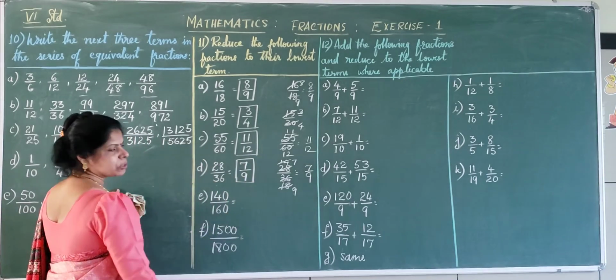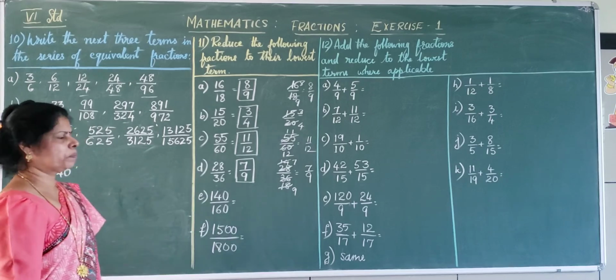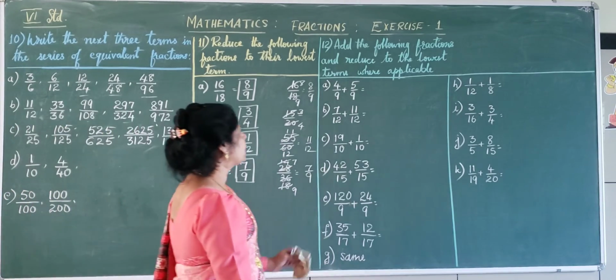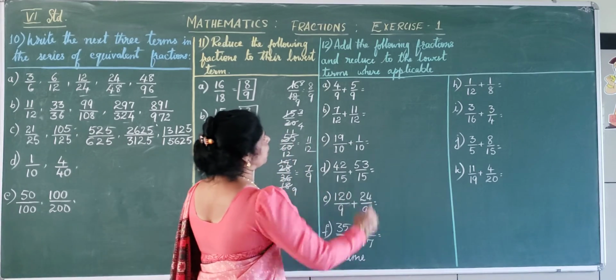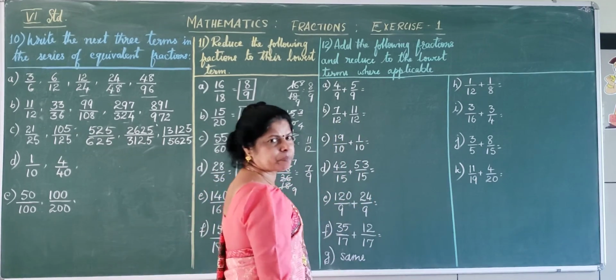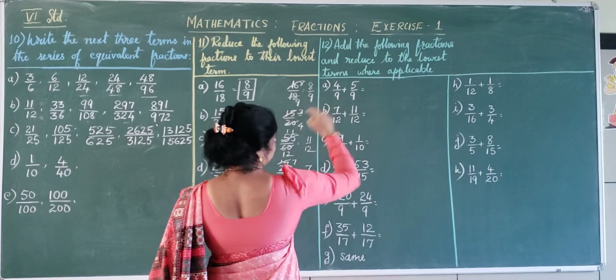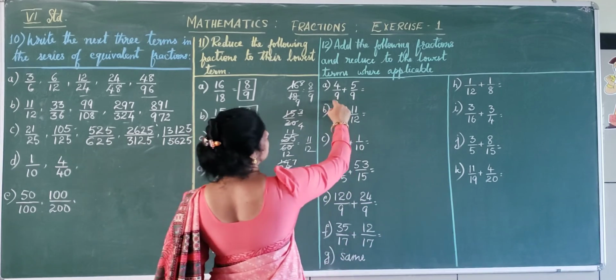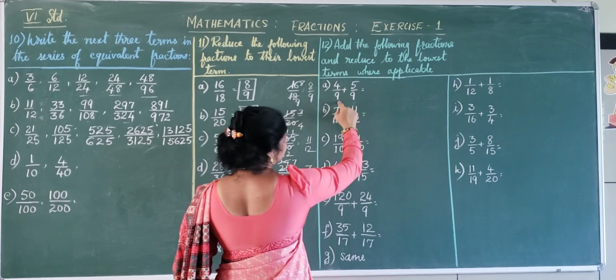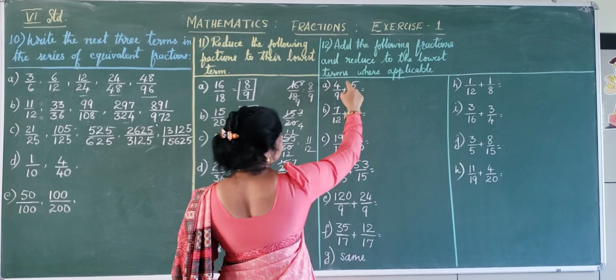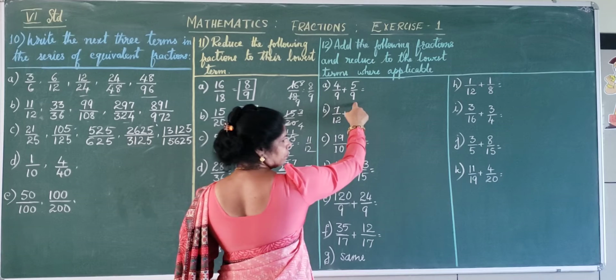Now these two sums, work it out at home. Now let us come to this one. Add the following fractions and reduce to the lowest terms where applicable. So now we have to add it. But addition here is nothing but the fraction itself we have to add. Now you can see the numerator is different but the denominator is the same.